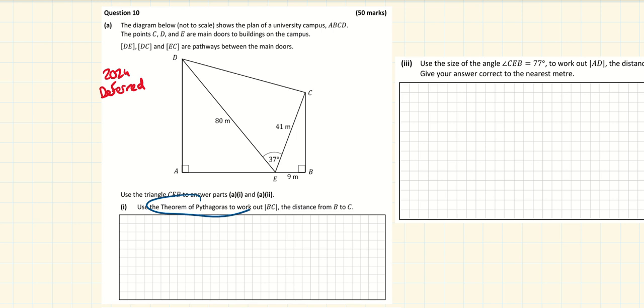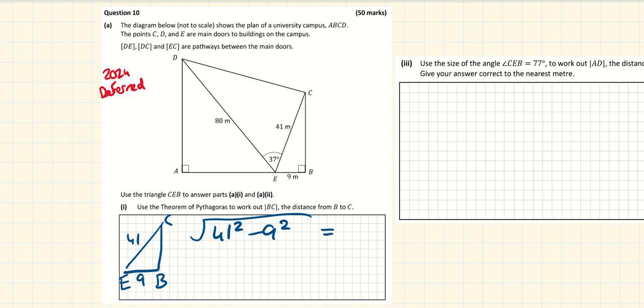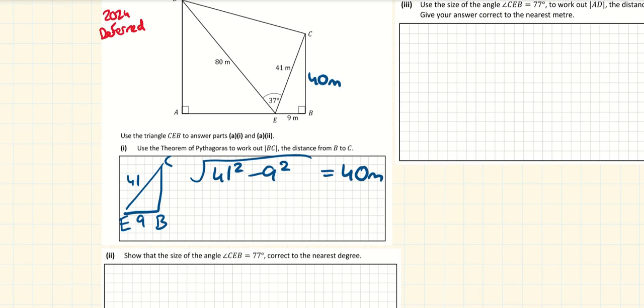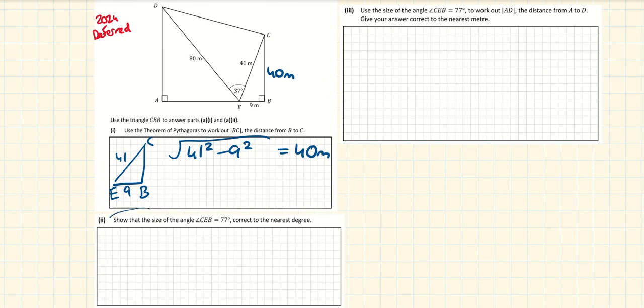So again, look what we're starting off with, theorem of Pythagoras. So distance from B to C. So we've got our triangle, that's this triangle here, and we've got E, B and C. We've got 9 and 41. We've done enough Pythagoras that I can just fly through this. We've got the long side, so it's 41 squared, minus the short side, which is 9 squared. And it actually works out very perfectly, when you put that in, it will just be 40 metres. So that's a handy one. It's 40 metres.